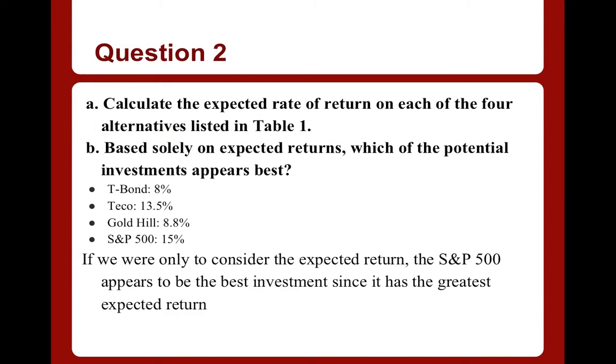Question 2. The expected rate of return for the T-bill is 8%. TICO is 13.5%. Gold Hill is 8.8%. SP500 is 15%. If we were only to consider the expected return, the SP500 appears to be the best investment since it has the greatest expected return.